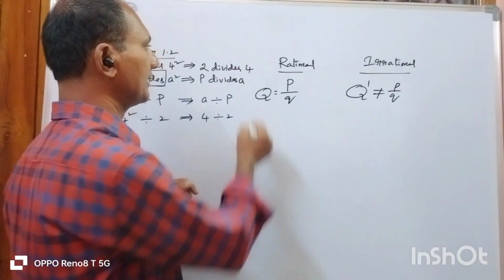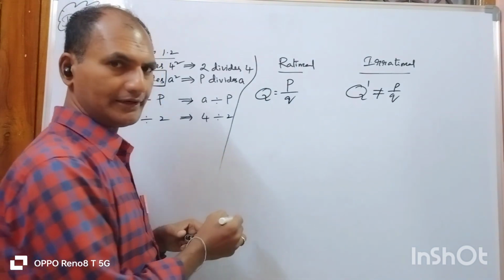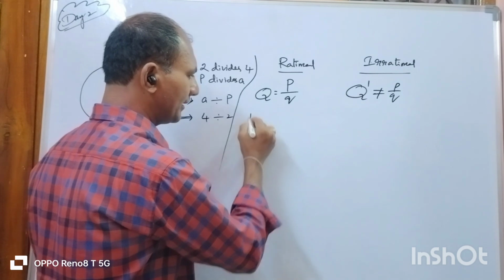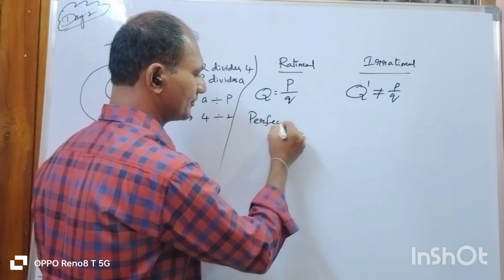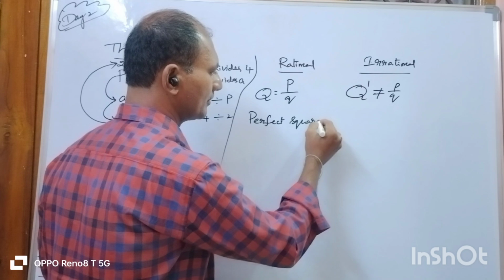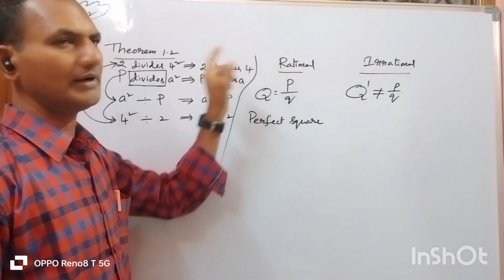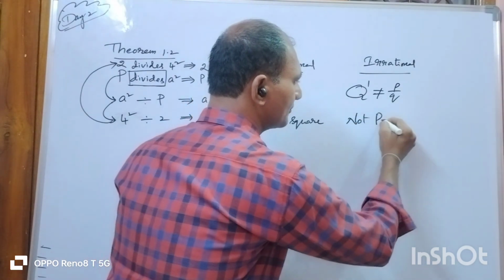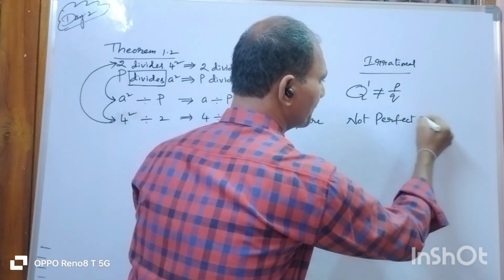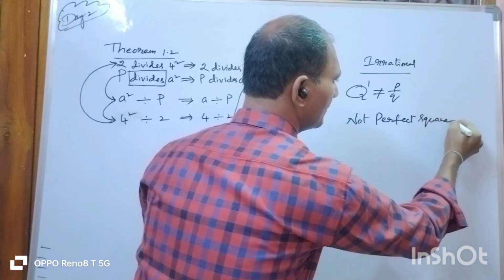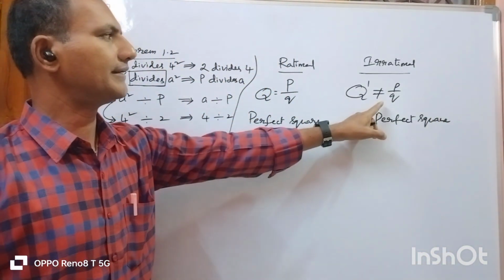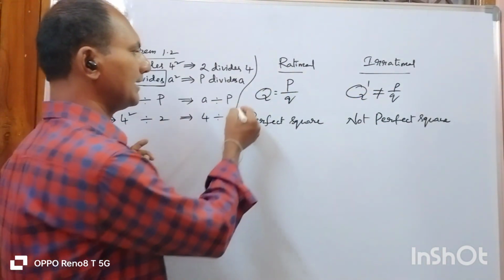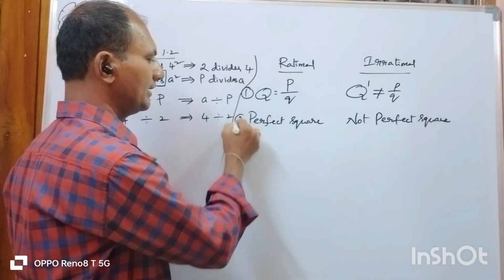One more definition is there. Which are perfect squares, those numbers are called rational numbers. Which are not perfect squares, those are irrational numbers. Okay, this is another definition. This is the first definition and this is the second definition.